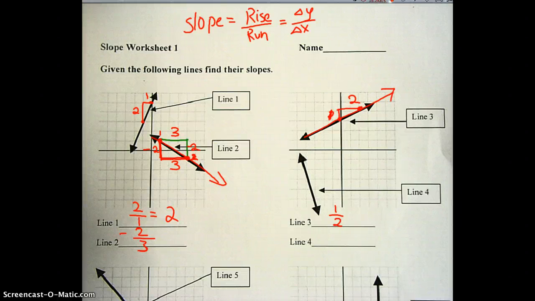Now let's take a look at line number 4. There's a point right about here, and there's another point right in here. Okay, this line is definitely falling, and it is falling 3 and going over 1. So my slope is negative 3 over 1, or that can be rewritten as negative 3. So there's your solutions to 3 and 4. Once again, try the next problems on your own if you haven't already. Check back here for the solutions.